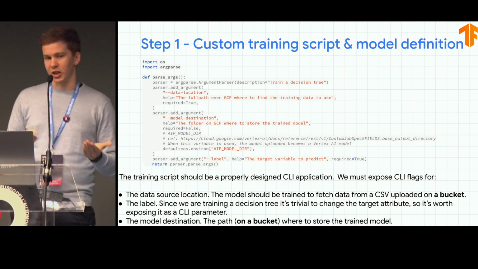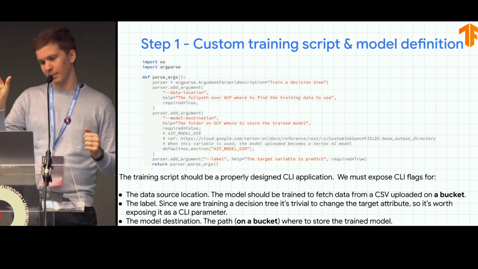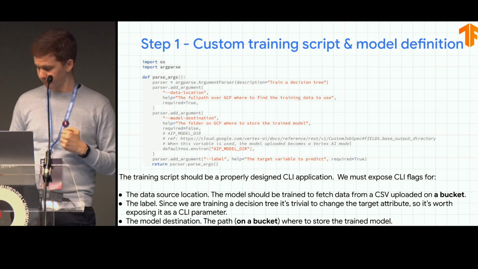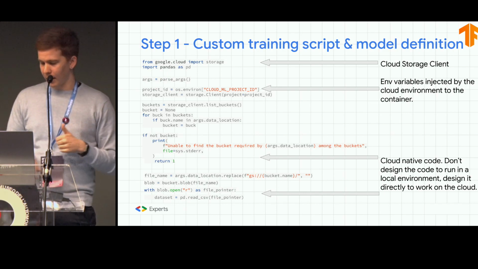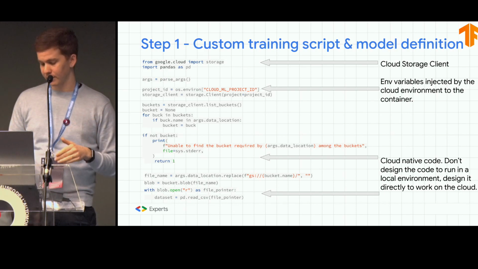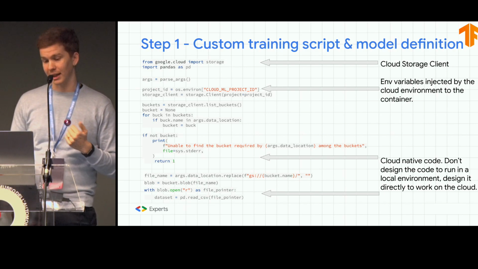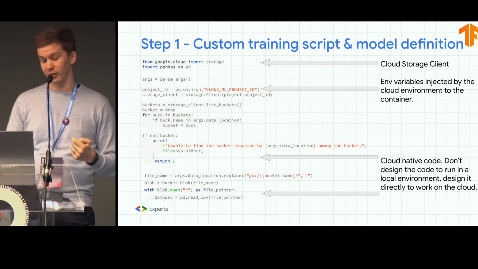Then, since this is a decision tree and potentially we can try to predict every single missing attribute, we are going to specify from the outside the label, so the attribute that we want to predict. So this is our train.py script, and we are going to first parse the arguments. Then from the outside, we can fetch some environment variables that we are going to set from our Go application later on. So for instance, in this case, the Cloud ML project ID will be injected from the outside.